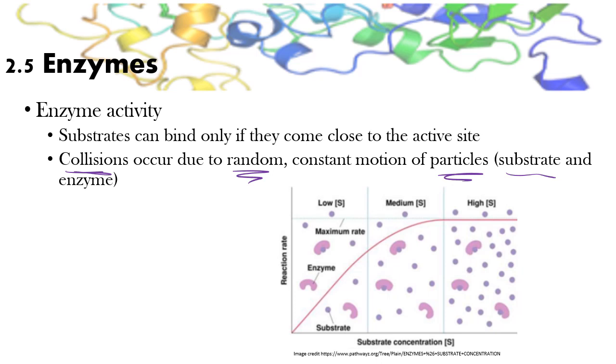So for our substrate and our enzyme to both run into each other, for these particles to run into each other, we do need to have some movement. If I have this guy sitting here and this guy sitting here and they never run into each other, then no reaction is going to take place.